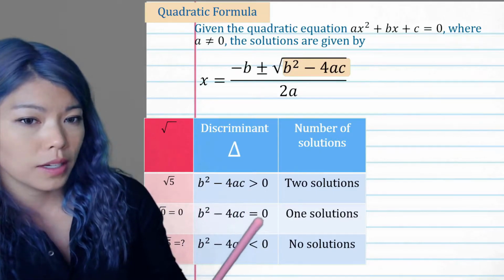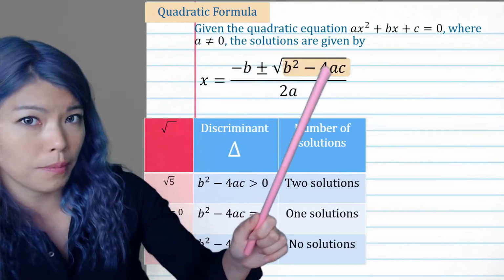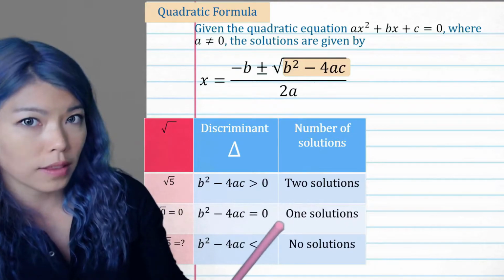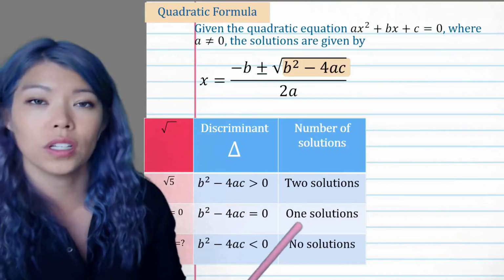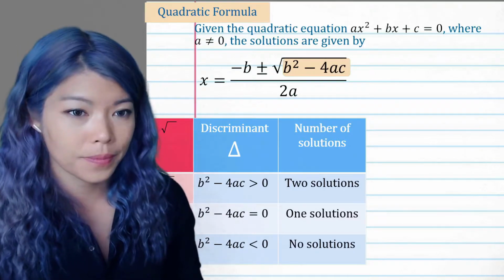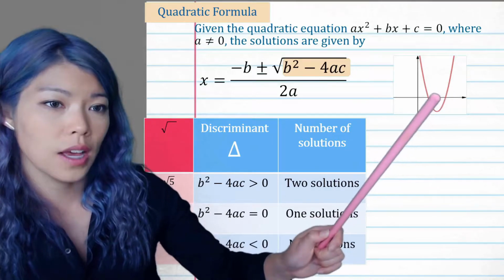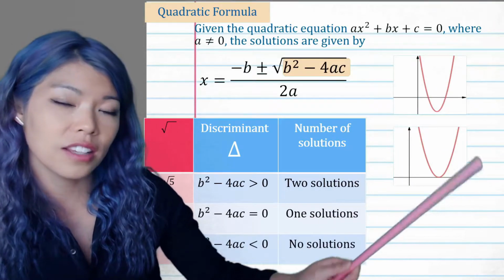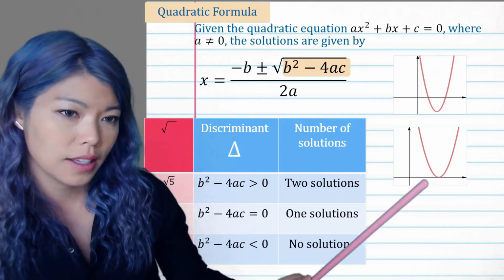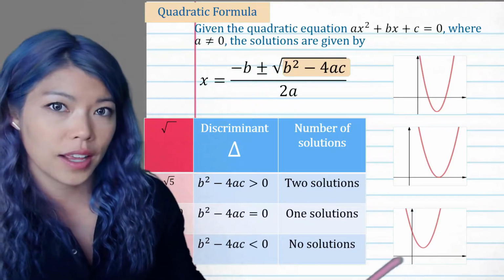When the discriminant is equal to 0, minus b plus 0 is the same as minus b minus 0, so it only gives us one solution. And when the discriminant is less than 0, it's not going to give us any real solution. What does this look like? Two solutions looks like that, when we have two x-intercepts. One solution is when it just touches the x-axis, see, only once. And no solution is when it doesn't touch the x-axis at all.